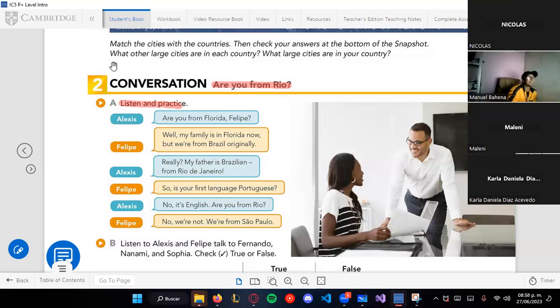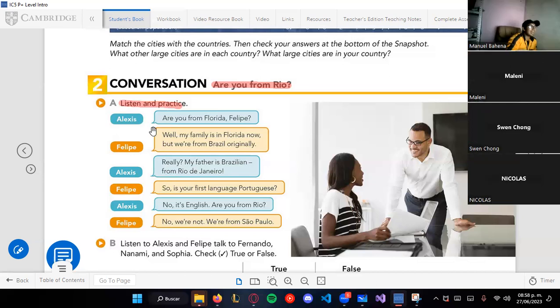Excellent. Yes, perfect. Both of you. Muy bien. Excelente. Thank you, Nicolas. And thank you, Maleni. So now, Swen and Areli. Swen, you're going to be Alexis. Areli, you're going to be Felipe.